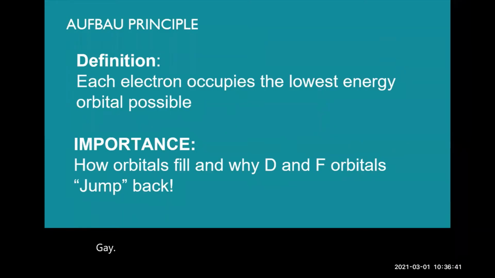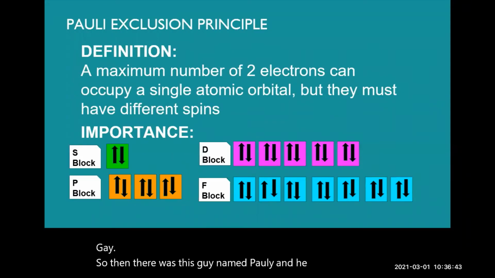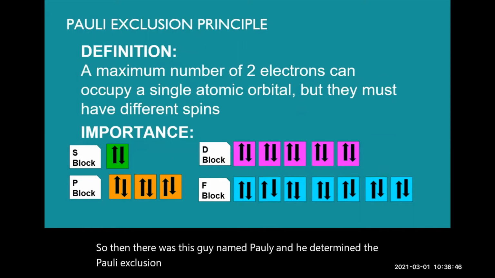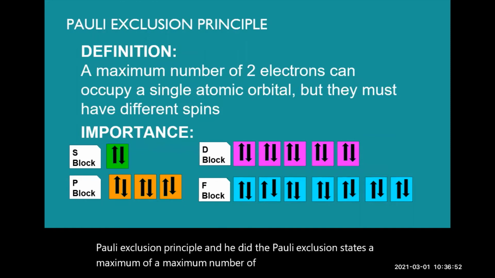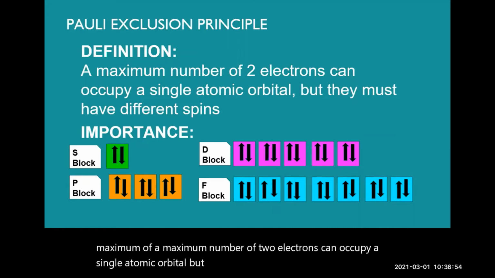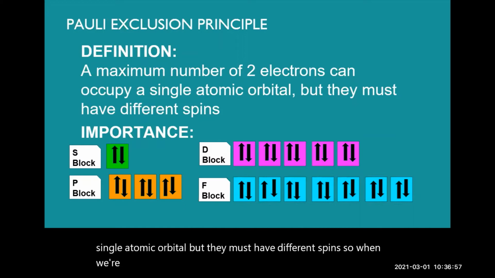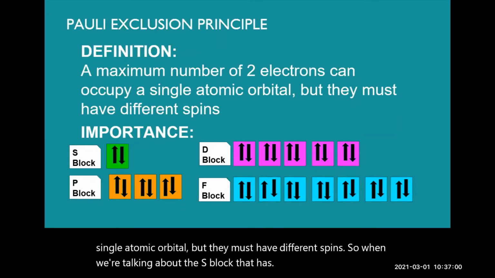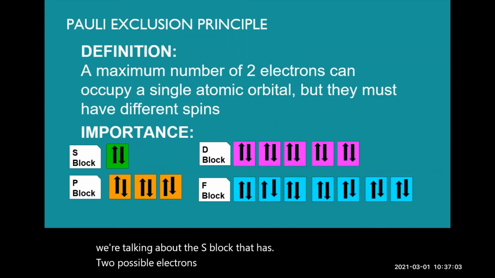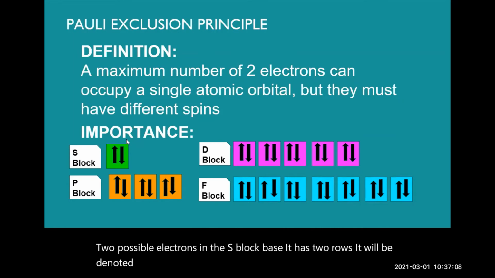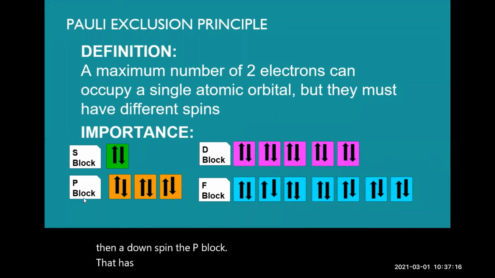So then there was this guy named Pauli, and he determined the Pauli exclusion principle. The Pauli exclusion principle states a maximum number of 2 electrons can occupy a single atomic orbital, but they must have different spins. So the S block has 2 possible electrons, and it will be denoted by a single box, with an up spin and then a down spin. The P block that has a potential of 6 electrons is denoted by 3 blocks.